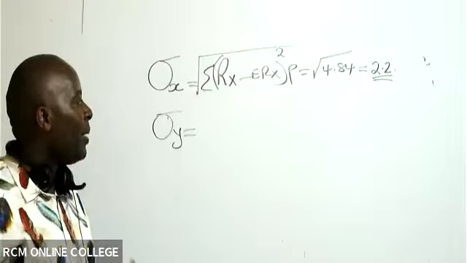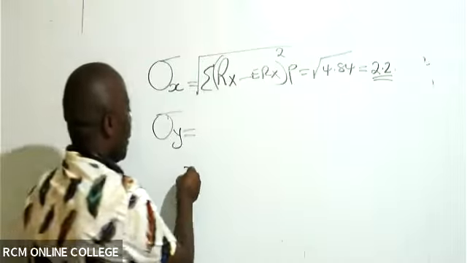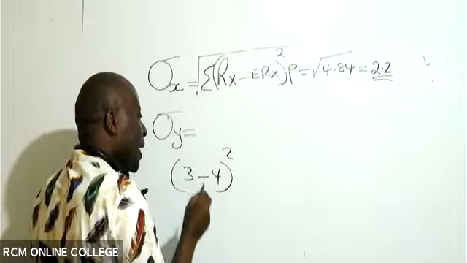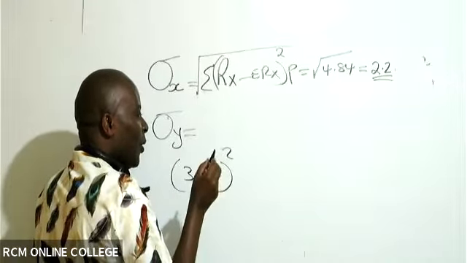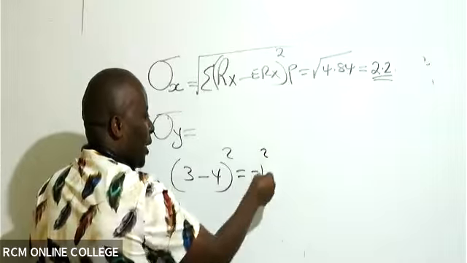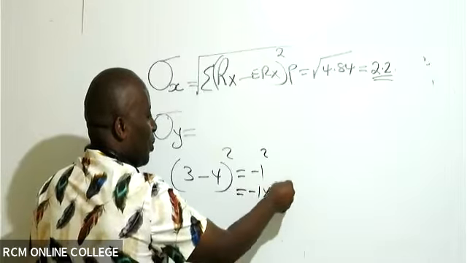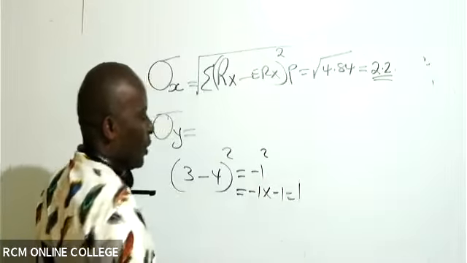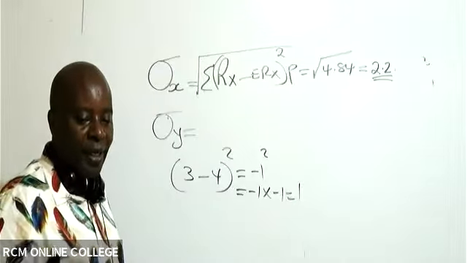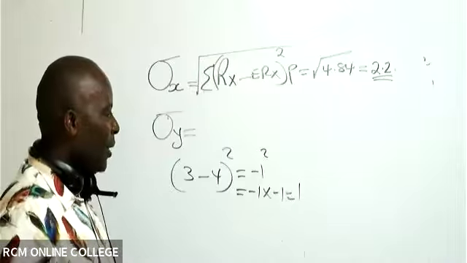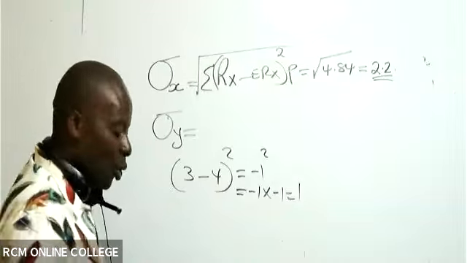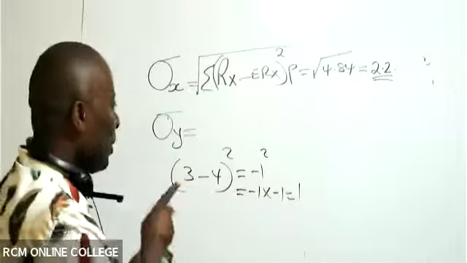Good question. But remember, if, for example, you're given 3 minus 4 squared, the negative will always disappear. This will be minus 1 squared, which is the same as minus 1 times minus 1, which is positive 1. There is no way you will ever get a squared number being negative. You should never use your calculator this way. That's why I'm insisting on brackets.